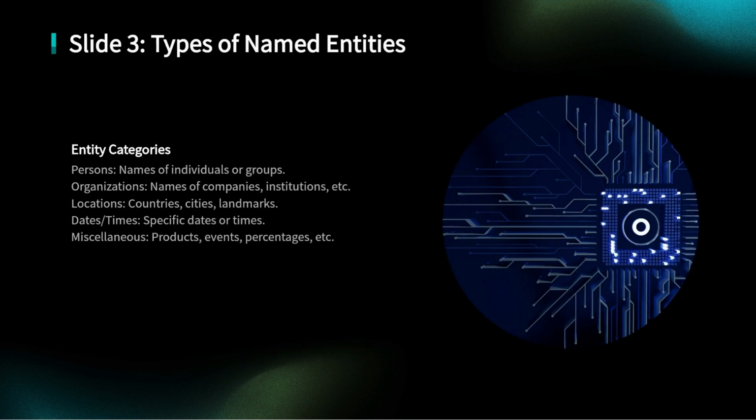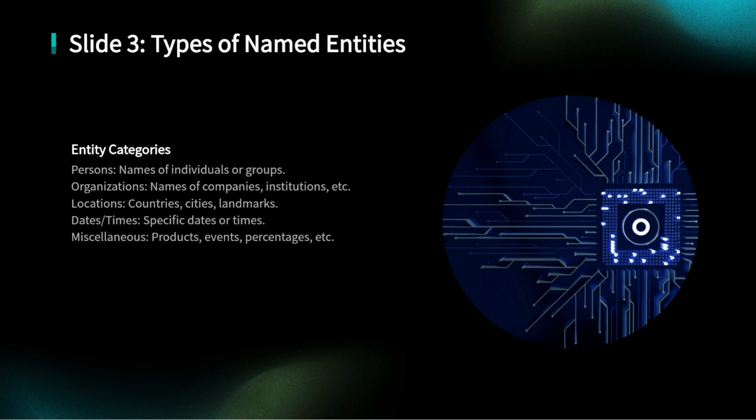The main goal of NER is to identify entities in text and classify them into predefined categories. The most common categories include persons, PER. This category includes individual people, groups, or fictional characters, such as Albert Einstein or the Beatles. Organizations, ORG. This category identifies names of companies, institutions, government bodies, and other organizations, such as Google, United Nations, or Tesla.